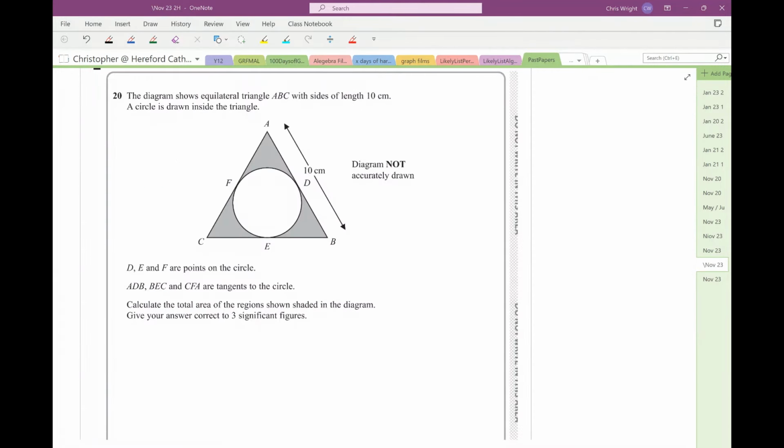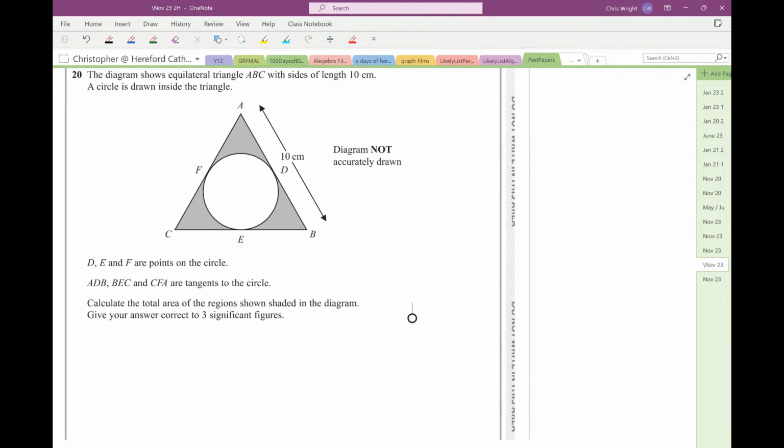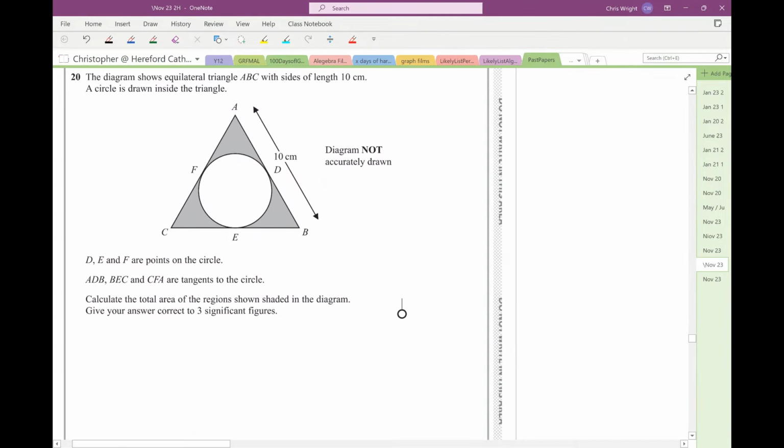Question 20. Now, there are many different ways of tackling this question, so if you've got a different way, please do tell me in the comments. This is the way that I have done it. Right, we've got an equilateral triangle here. It's got sides of 10 as marked. It's got a circle drawn inside. And you're asked to find the total area of the shaded region.